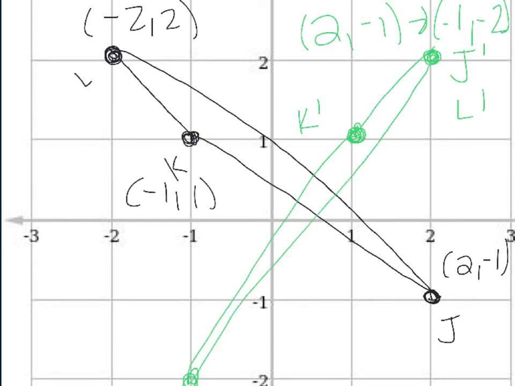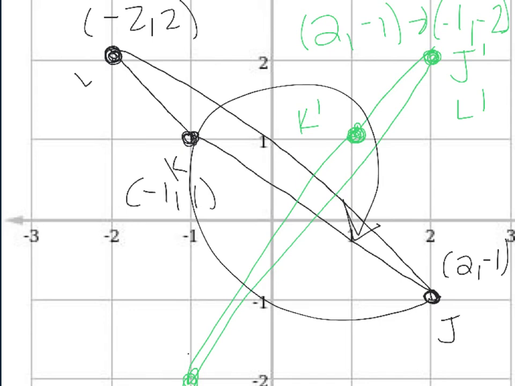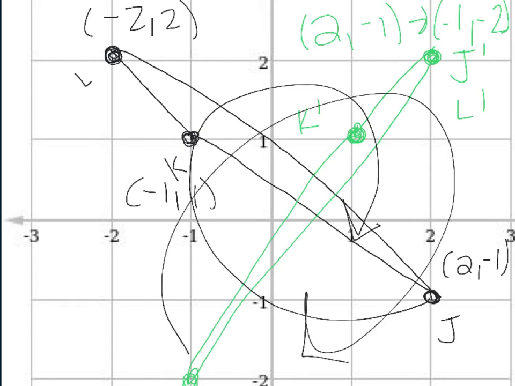So we know that rotations maintain orientation, so let's just show that. If we look at our pre-image, we move from J, K to L clockwise, right? So then if we look at J prime, K prime, L prime, we should also be moving around in a clockwise motion, and we are. So that just shows you how orientation is maintained with rotations.